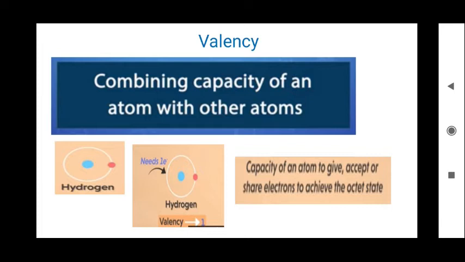Students, you know hydrogen: its atomic number is 1 and its mass number is 2. I hope you know what atomic number and mass number are. The atomic number of hydrogen is 1, which means it has one proton and one electron in its atom. A proton is represented by the blue circle and the electron by the red circle. What is the combining capacity of hydrogen now?